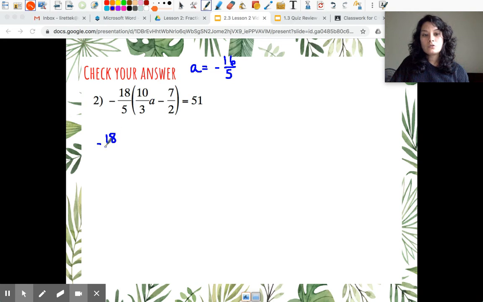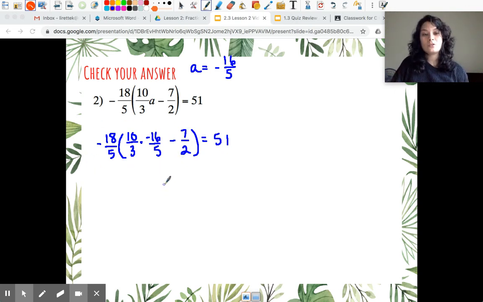I'm not going to distribute just yet. First, I'm going to substitute where I see the variable. And again, this is getting multiplied here. So this is 10/3 times negative 16/5, minus 7/2 is equal to 51.